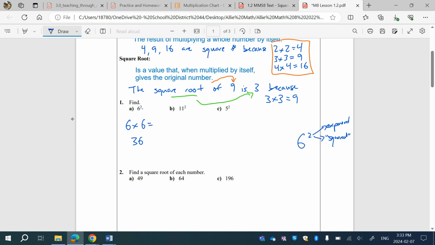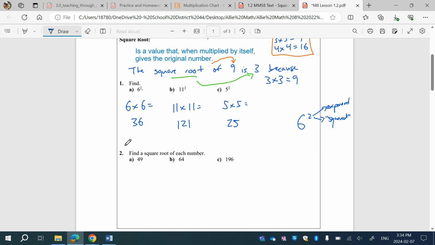Here, when we have 11 squared, sometimes we call it to the power of 2, that means we have 11 times itself twice. So 11 times 11, which we can use our chart to show us is 121. Finally, when we have 5 squared, that means we have 5 times 5, which you're welcome to do in your calculator or on your multiplication chart. We know 5 times 5 is 25.